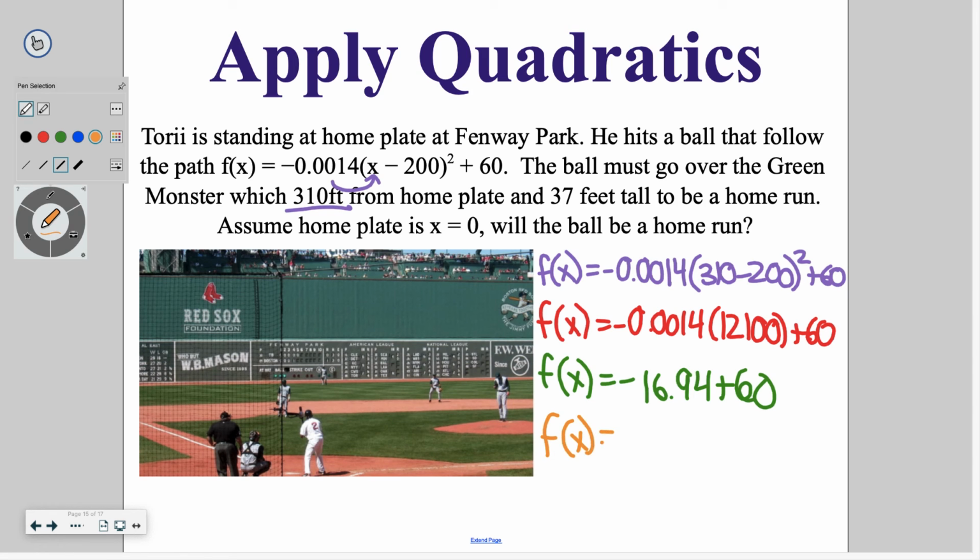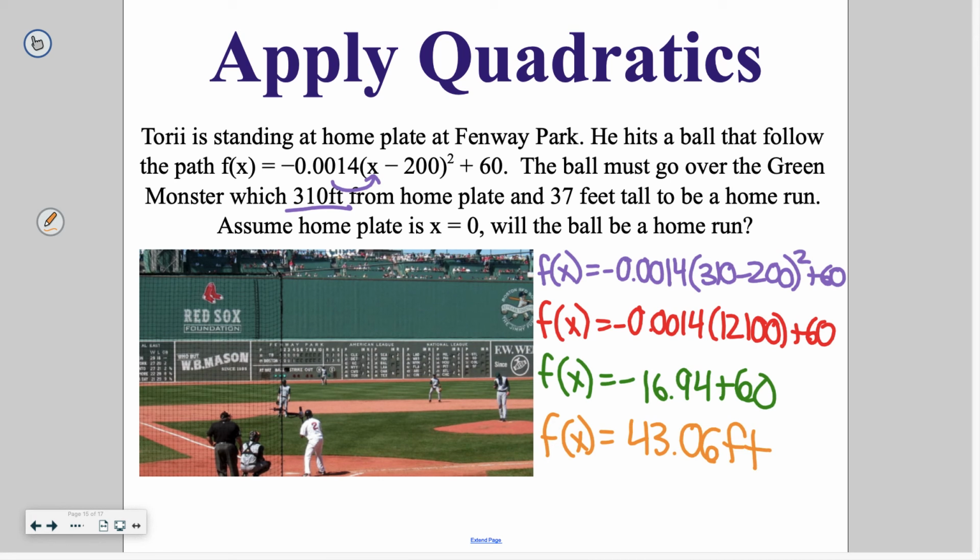When I do my addition then, I'm going to end up with a value of f of x is equal to 43.06 feet. So that means at 310 feet, the ball is 43.06 feet in the air.